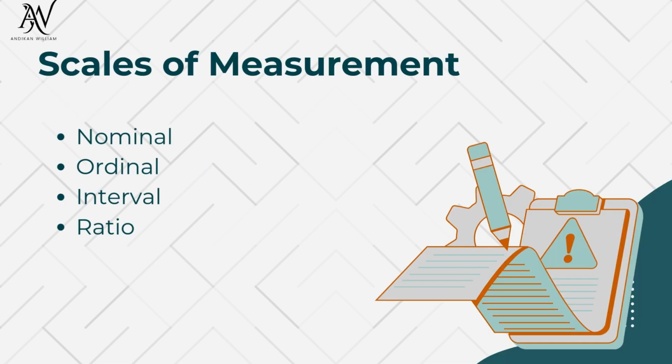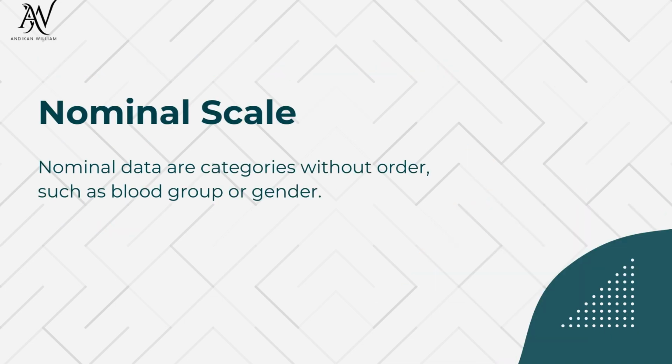So now we have scales of measurement. We have four: nominal, ordinal, interval, and ratio. What is a nominal scale? Nominal data are categorized without order, such as blood group or gender. There is no hierarchy, you're just categorizing them. You have male, female. None is higher than the other one. Blood group A, AB, none is higher, right?